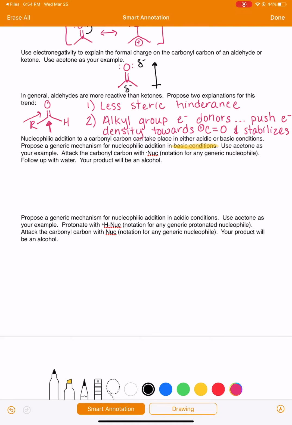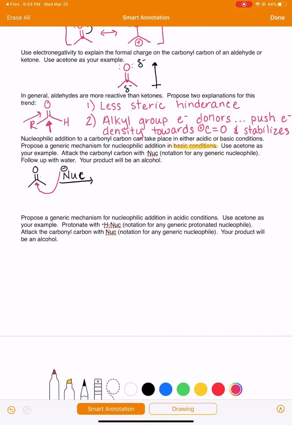And for this, we're going to use acetone as our carbonyl compound, as our example. This also works with aldehydes, though. And we're going to do the nucleophilic attack with just a generic nucleophile that we're going to call Nuc-. Because this is basic, it's going to have a full-on negative charge on that nucleophile. So keeping in mind that the carbonyl carbon is positive, or partially positive, the nucleophile's negative charge is attracted to the carbon, and it's going to attack it.